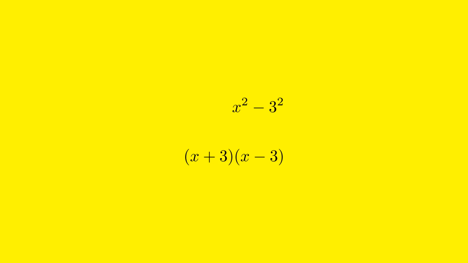The expression x squared minus 3 squared now becomes x plus 3 multiplied by x minus 3. Since we have fully factored the expression into its simplest form, this step completes the problem.